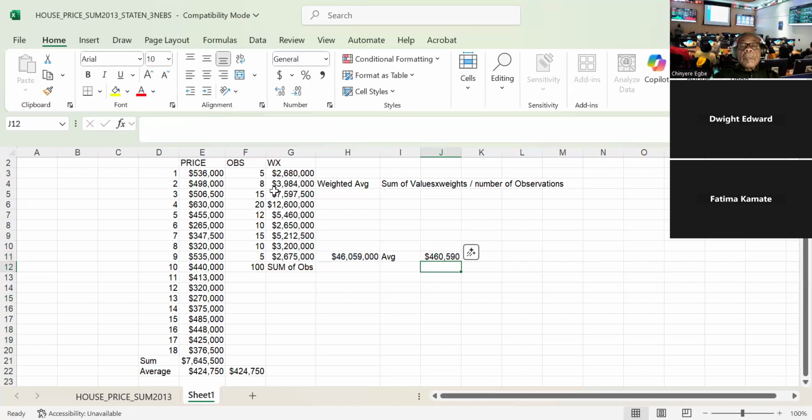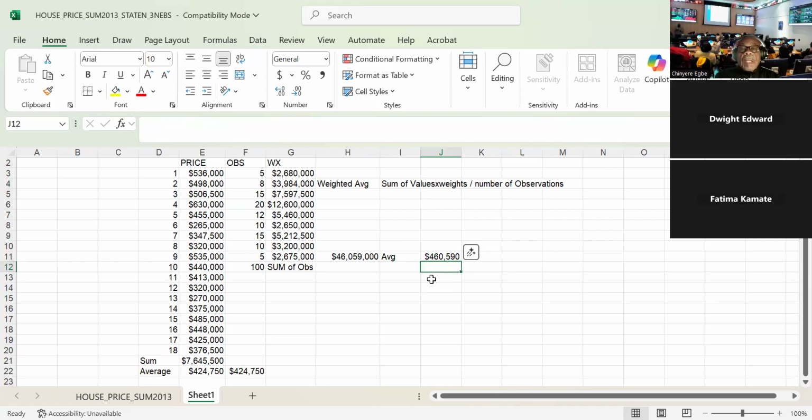All right. And so you have 460,590. That will be the equivalent of the weighted average. Now, in statistical analysis, we calculate averages. The question is, what do we do with the averages that we calculate?